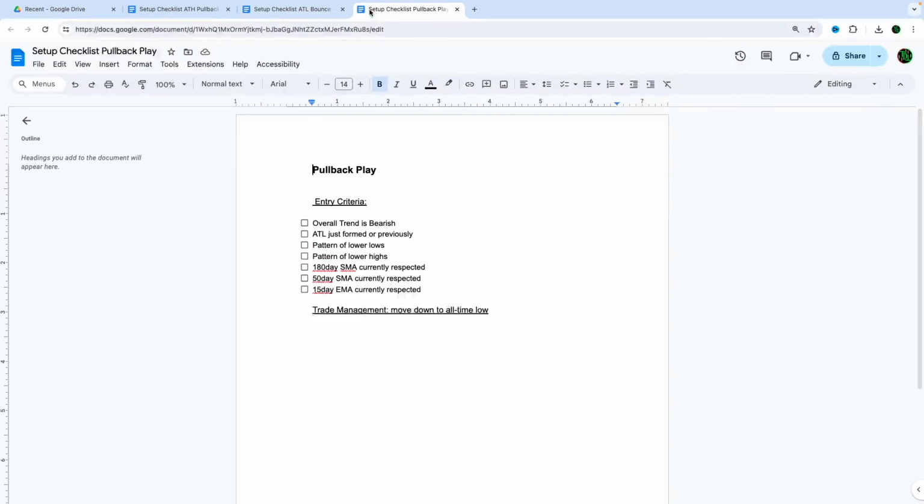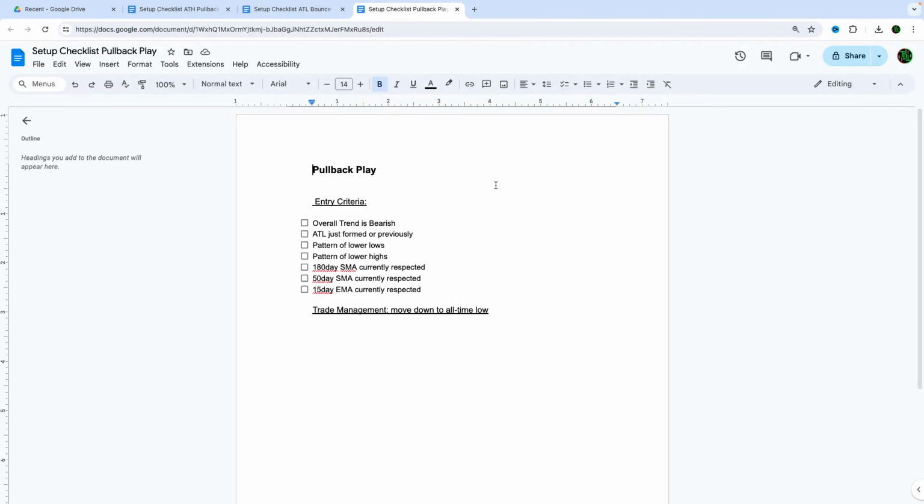Pretty straightforward. Next, the pullback play, one of my favorite setups personally. Entry criteria: overall trend is bearish. All-time low just formed or previously. Pattern of lower highs. Okay. Pattern of lower lows, or I read that backwards, but lower lows, lower highs.